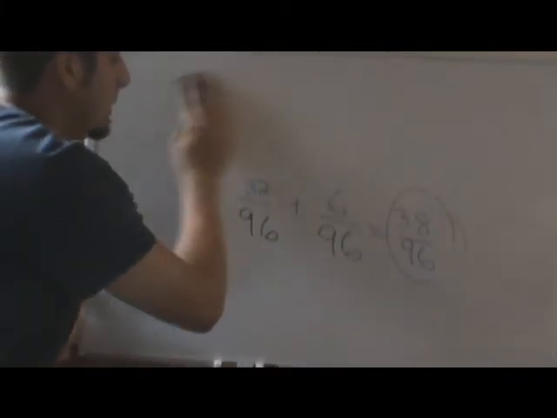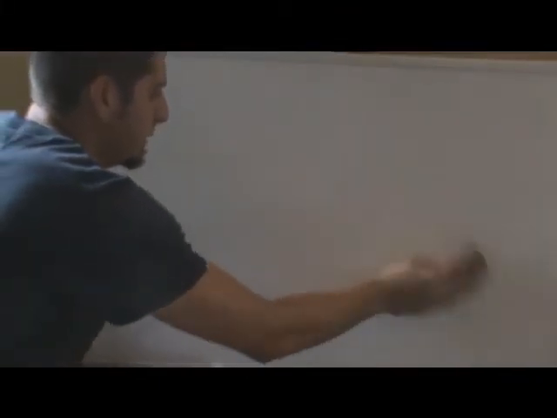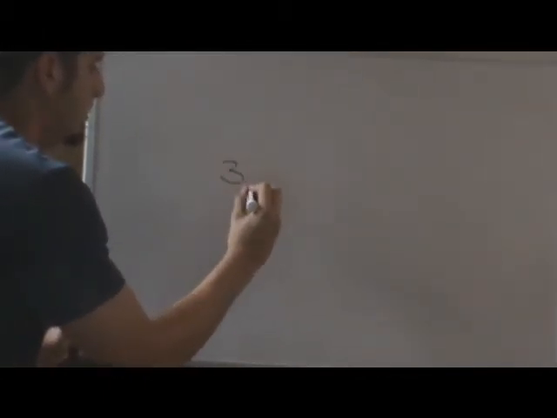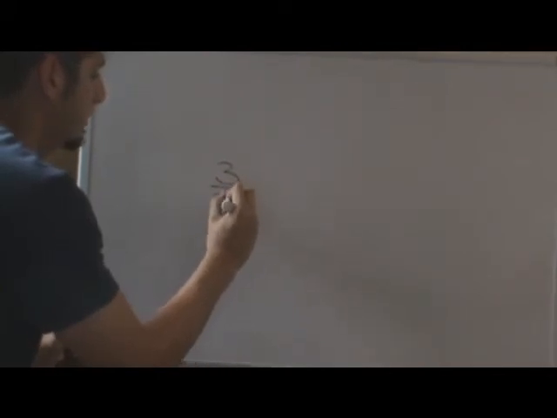Okay. And just real quick, actually I'll save that for another video. That really in a nutshell is how you add fractions with unlike denominators. If you were to subtract fractions with unlike denominators, the process is exactly the same. The only difference is when you get down to that point.